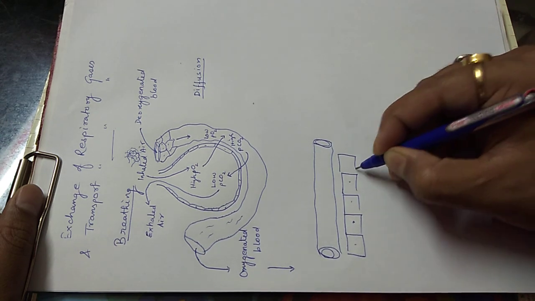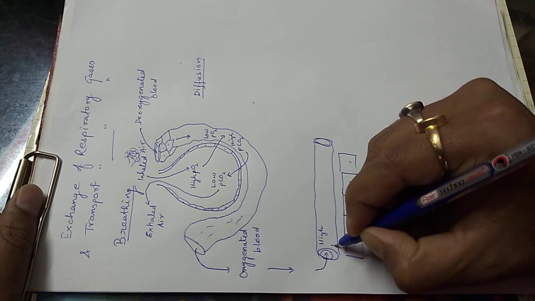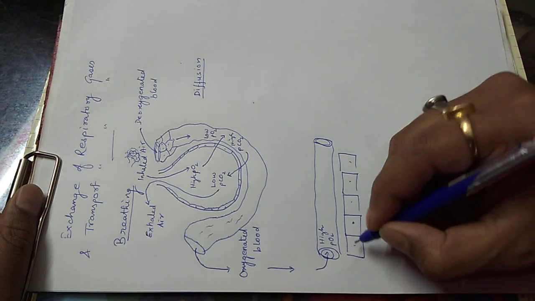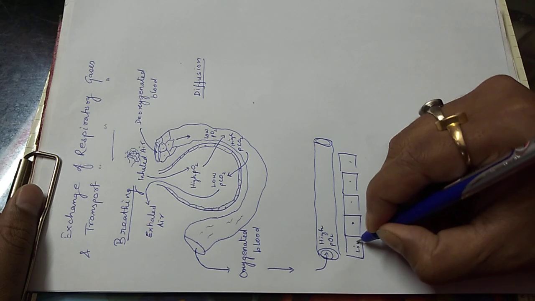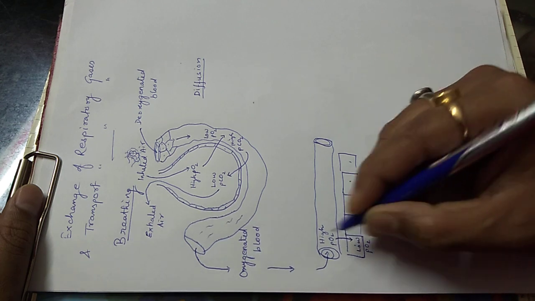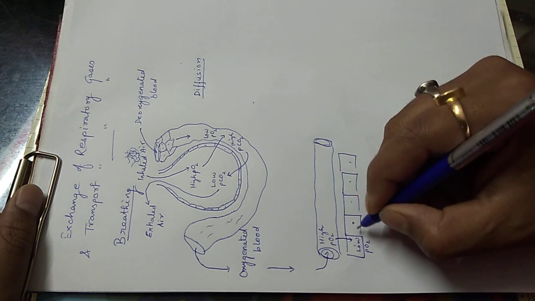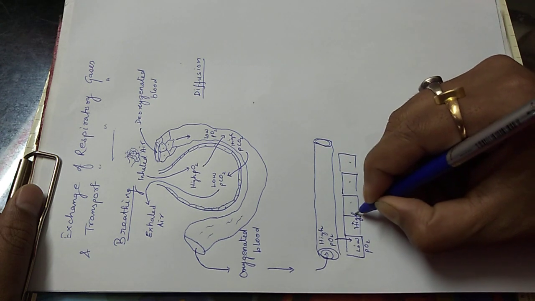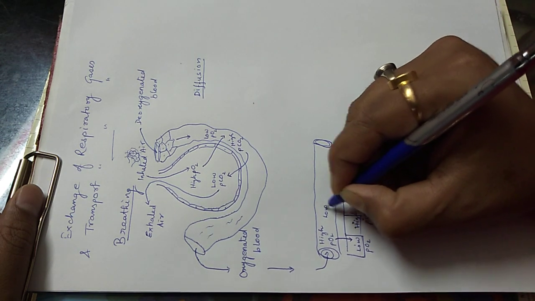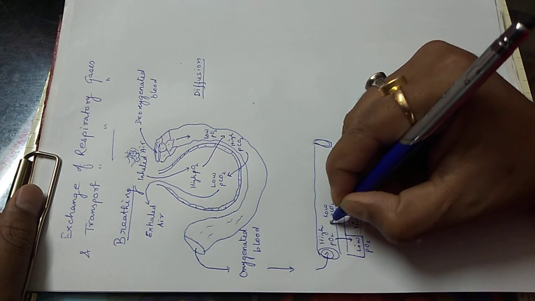Now in the body cells also, as the oxygenated blood is coming, it has a high partial pressure of oxygen, and inside the cell, since the oxygen is being used up for respiration, there will be a low partial pressure of oxygen. So oxygen will diffuse out from the blood into the cells. In the cells, during respiration, carbon dioxide is being produced, so there will be a high partial pressure of carbon dioxide, and in the blood the partial pressure of carbon dioxide is low. So what will happen? Carbon dioxide will diffuse out.